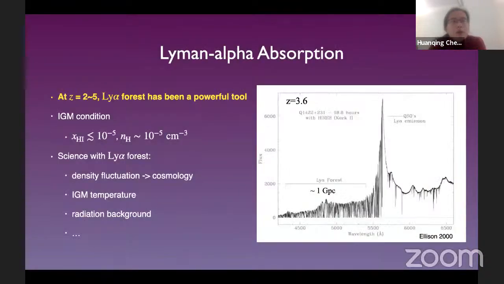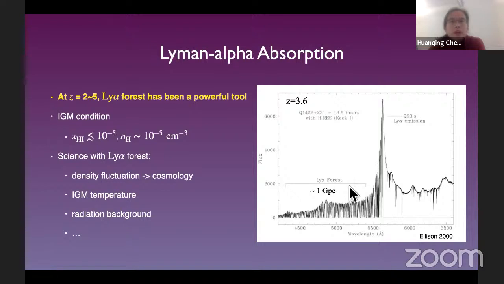The Lyman alpha absorption spectra have been a powerful tool in probing the distant universe, especially at redshift 2 to 5. On the right, I show a very nice example spectrum of a redshift 3.6 quasar, blueward of the Lyman alpha emission line of the quasar. You can see numerous absorption features created by the neutral hydrogen left in the universe.